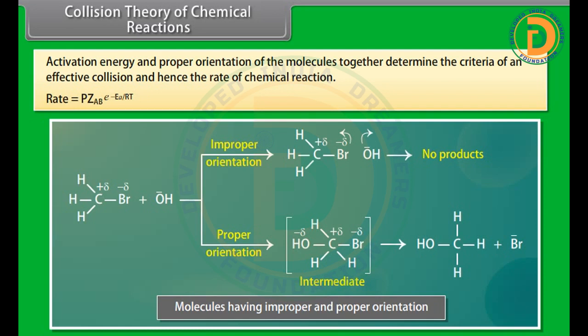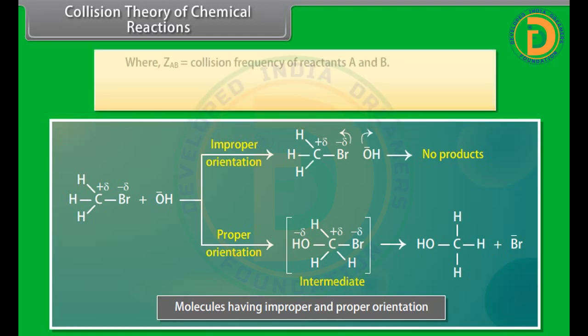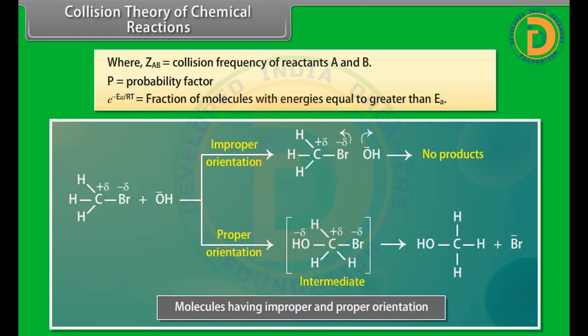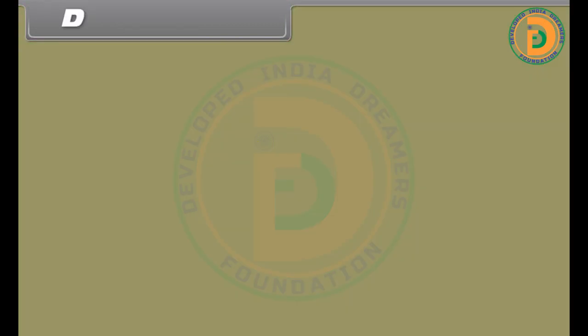Rate is equal to the product of P, ZAB and e raised to the power minus EA upon RT, where ZAB is equal to the collision frequency of reactants A and B, P is equal to the probability factor, and e raised to the power minus EA upon RT is equal to the fraction of molecules with energies equal to or greater than EA.